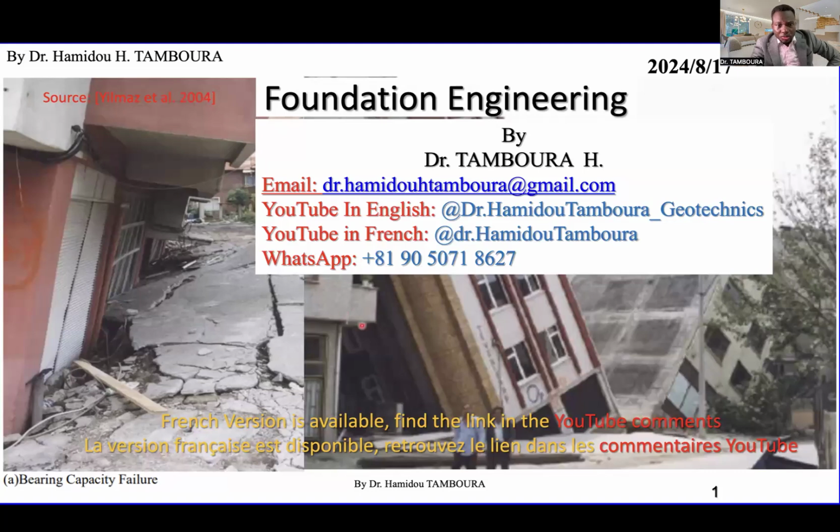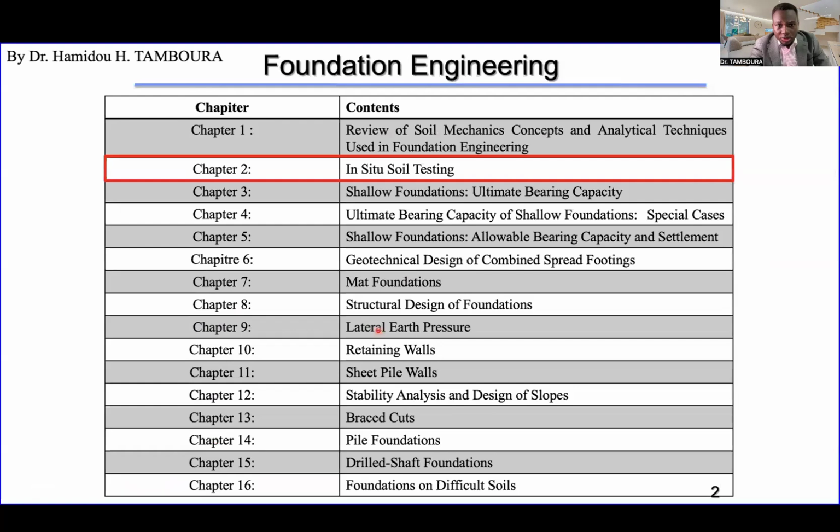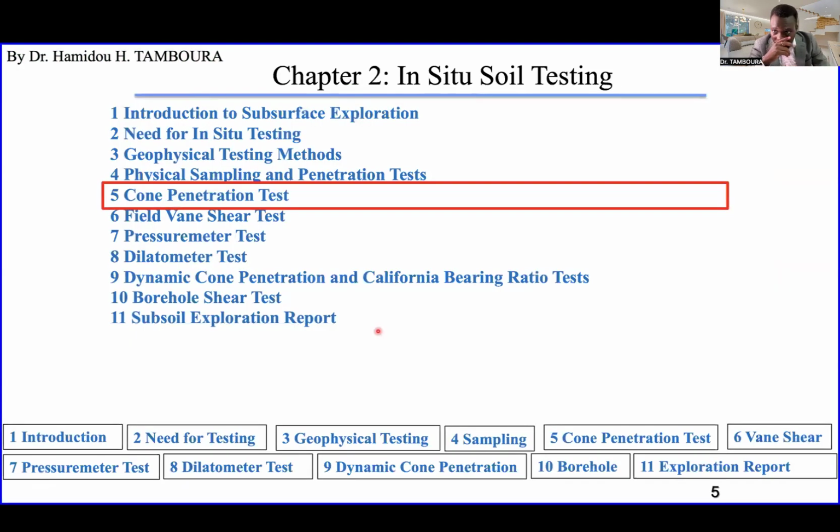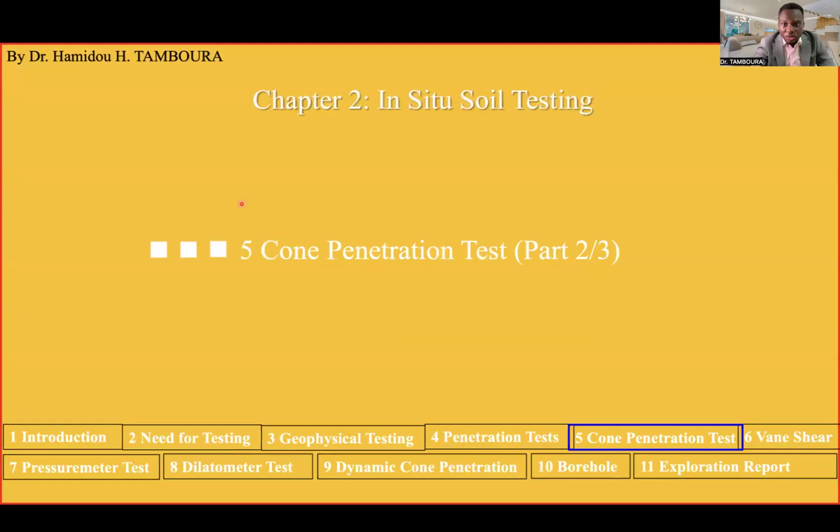Okay, we are going to continue with the cone penetration test, chapter 2, in situ soil testing. Previously, we started this cone penetration test, but we didn't finish it. And actually, this video also will not finish it. Last time I said we would do it in 2 videos, but it's longer than that, so we will do it in 3 videos instead. This is the second one, and another one will come to finish it up.